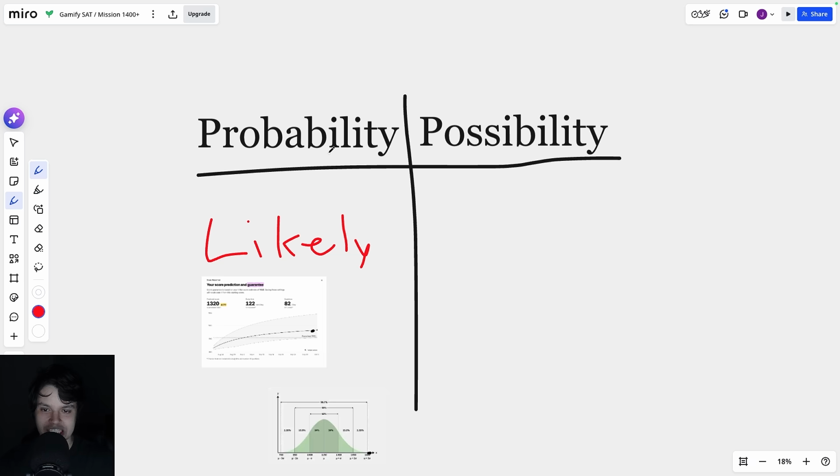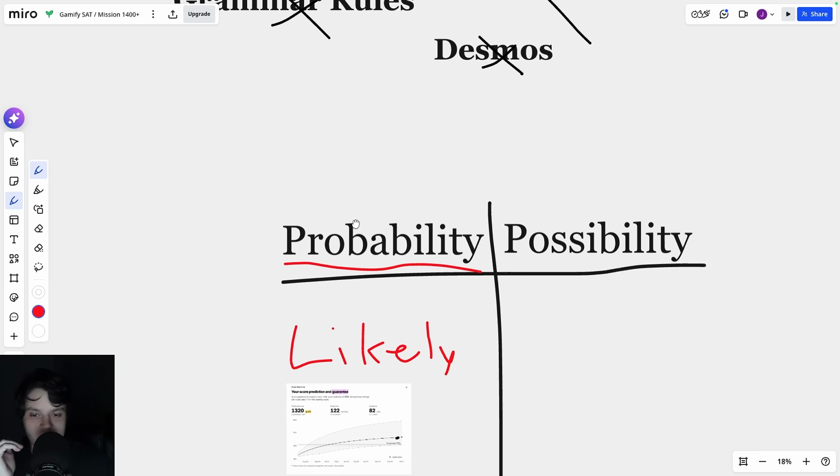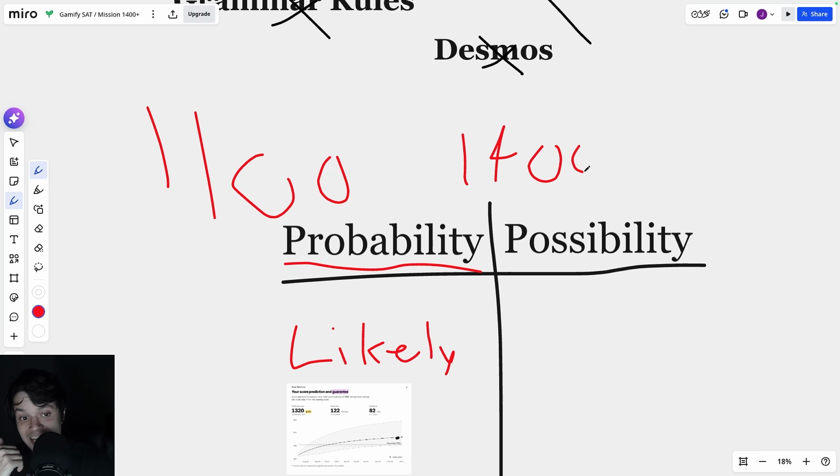And why does this actually matter? Because everything that you're thinking about right now for the SAT deals with probability. You guys are asking me, is it realistic? That's a big thing people ask me all the time. Is it realistic that I could go from an 1100 to a 1400? Is it realistic that I'm going to get a 1500 tomorrow? Is it realistic that the August SAT is going to be easier than the June SAT, or that it's going to be harder than the June SAT? Is it realistic that there's going to be more geometry on this test because there's more in the question bank? You guys are all asking about probability.